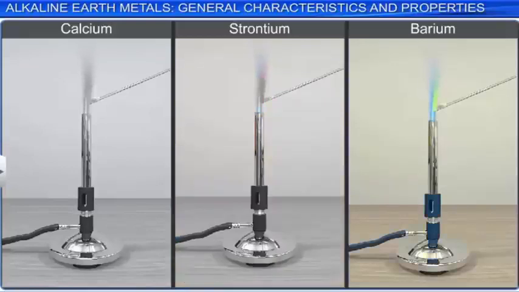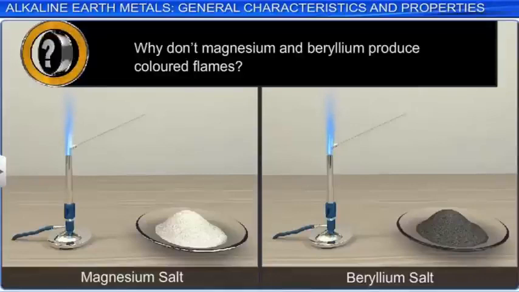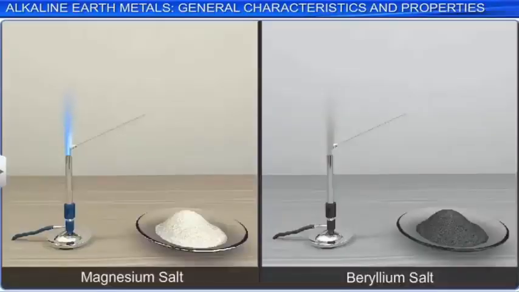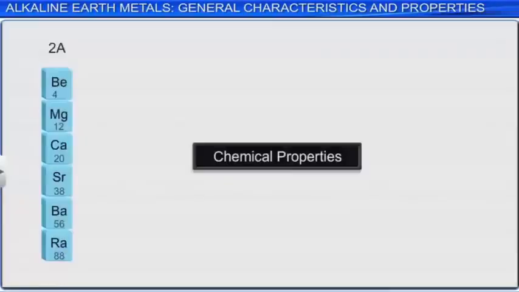Why don't magnesium and beryllium produce colored flames? The electrons are held tightly by the nuclei in these elements, and so the flames do not excite them to higher energy levels. Magnesium, in fact, will ignite in the flame and react with oxygen, giving off an intense white light. Now we should discuss various chemical properties of the alkaline earth metals. In general, the alkaline earth metals are less reactive than the alkali metals.